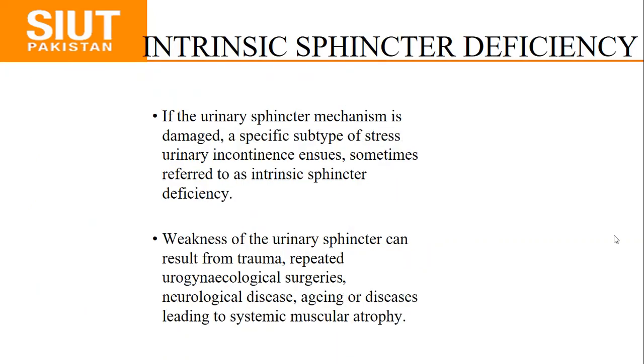The other mechanism is intrinsic sphincter deficiency. If the urinary sphincter mechanism is damaged, a specific form of stress incontinence occurs, sometimes referred to as intrinsic sphincter deficiency. The weakness of the urinary sphincters results from trauma, repeated urogynecological surgeries, neurological diseases, aging, or diseases leading to systemic muscular atrophy.